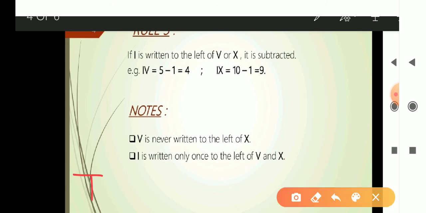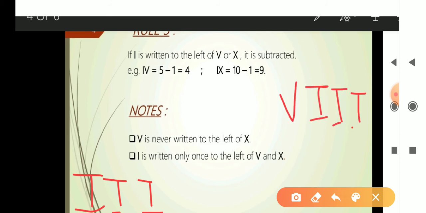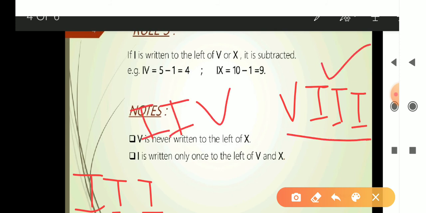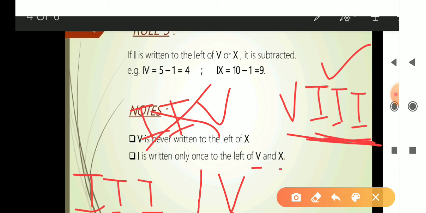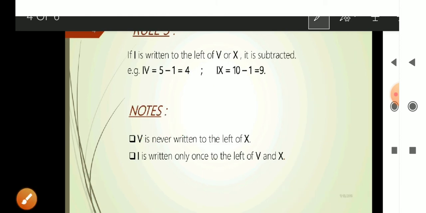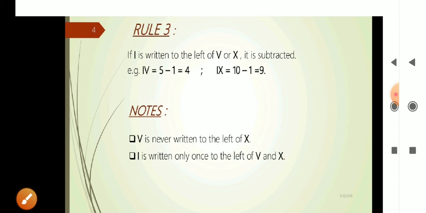See, here we repeat I 3 times, right? We can repeat it 3 times to the right side of a large number. But we cannot repeat it to the left side. It is wrong. Only once can we use I to the left of the larger numbers, that is V or X. But to the right side we can repeat up to 3 times. So these are the rules to write the Roman numerals.